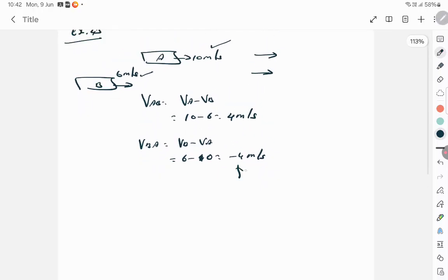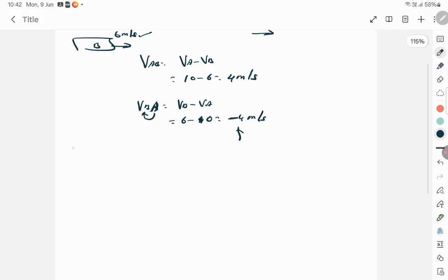This negative sign just shows that the driver in car A, when you look back at car B, sees it lagging behind. So with respect to A, the driver in car A looks at B, it seems to be lagging behind, and that's what it says as minus 4. Let's go to example 44.